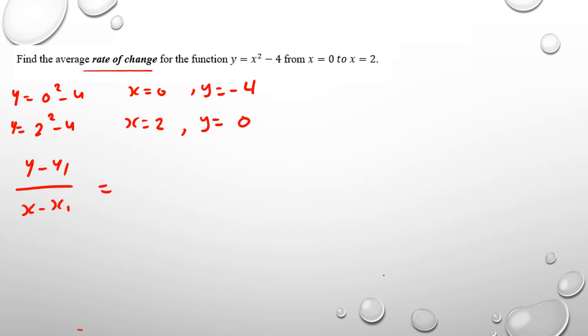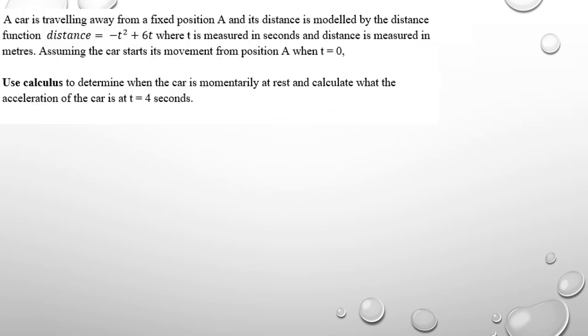Which gives you negative 4 minus 0 over 0 minus 2. And the answer is negative 4 divided by negative 2. So the answer is 2. And that's the change. So there's no real differentiation or other stuff.